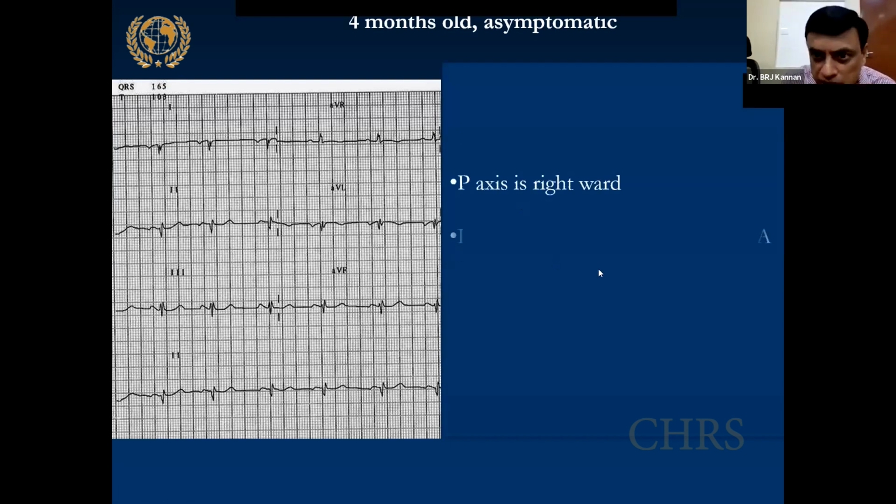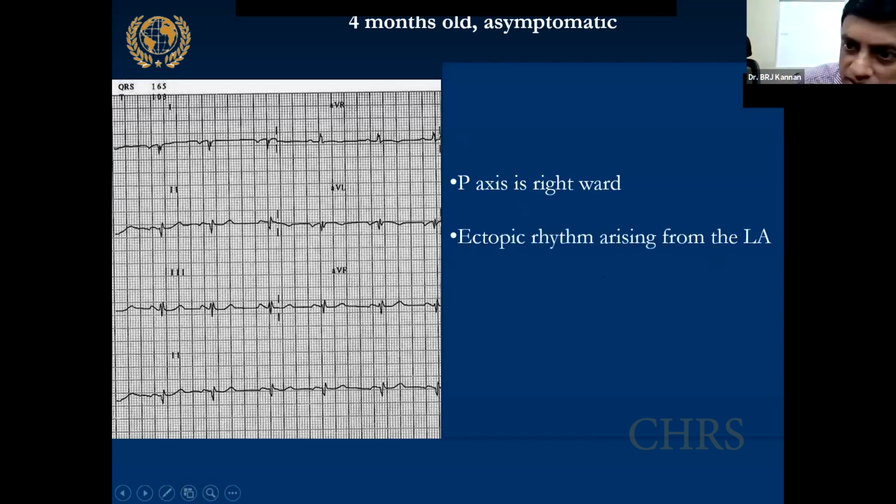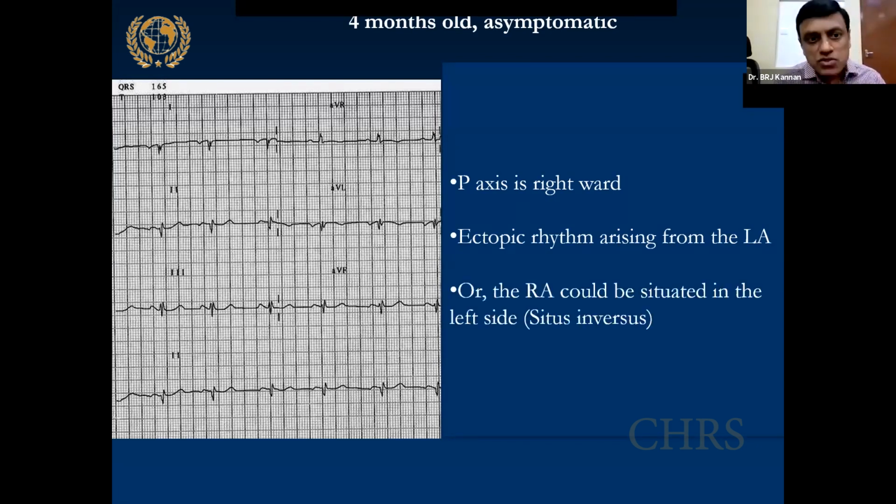It may be an ectopic rhythm arising from the left atrium, isn't it? There can be a constant source firing in the left atrium and causing the rhythm, or the RA could be situated on the left side. So when you have an inverted P in lead 1 and positive P in AVF, either the LA is the source of this rhythm or the RA could be situated on the left side. So this can be taken as evidence that the patient could be having situs inversus. Got the point? So if the P axis is normal, it's situs solitus. If the P axis is rightward, it is situs inversus.